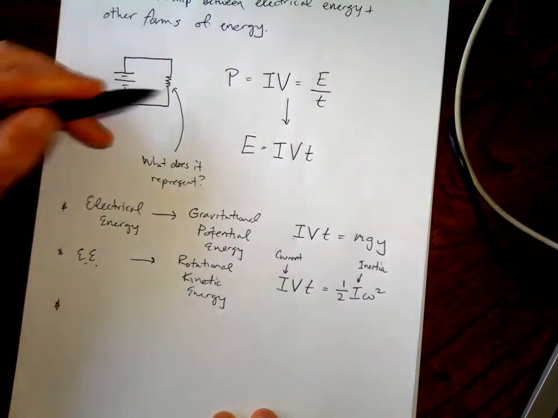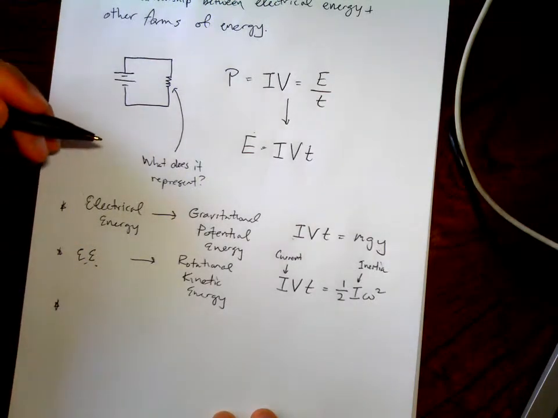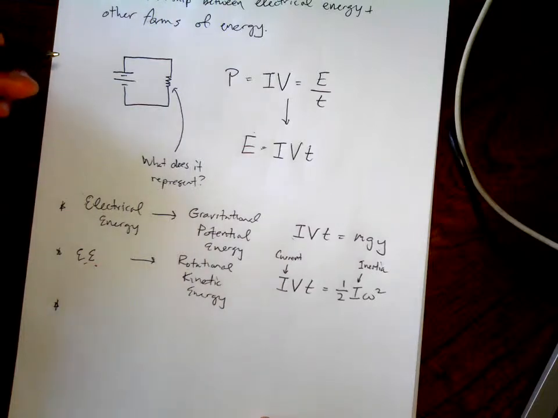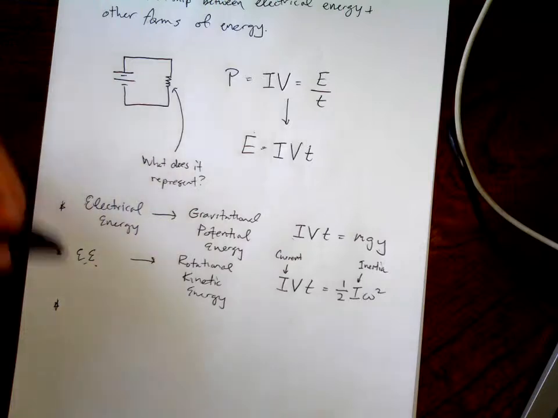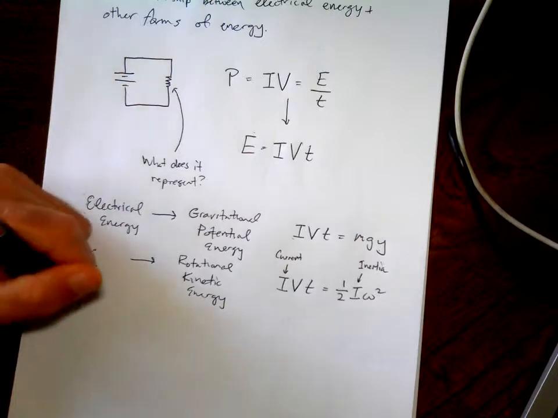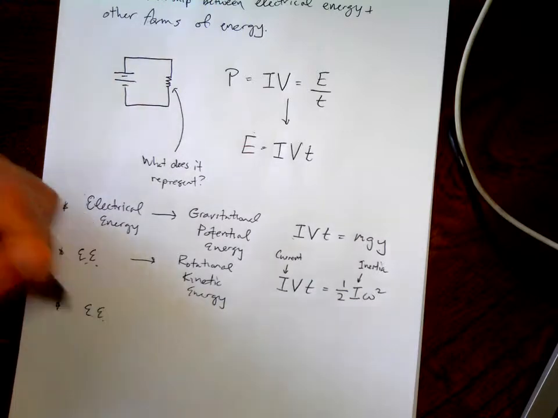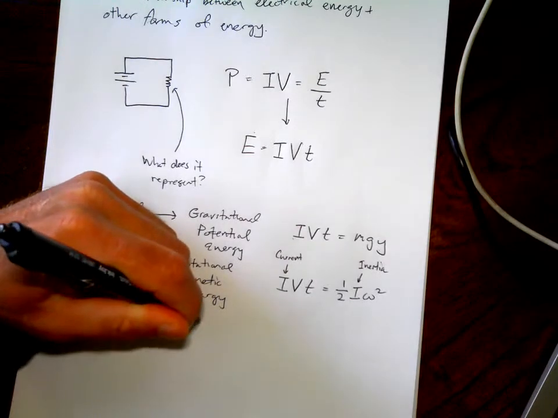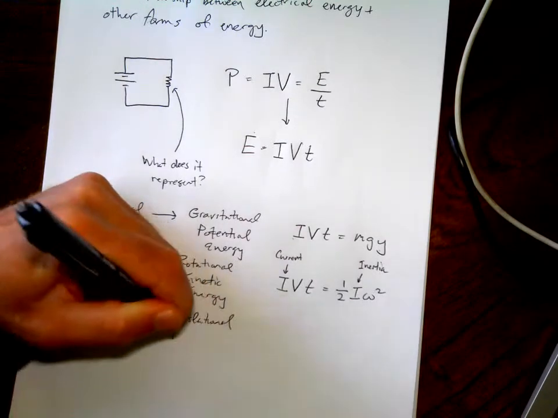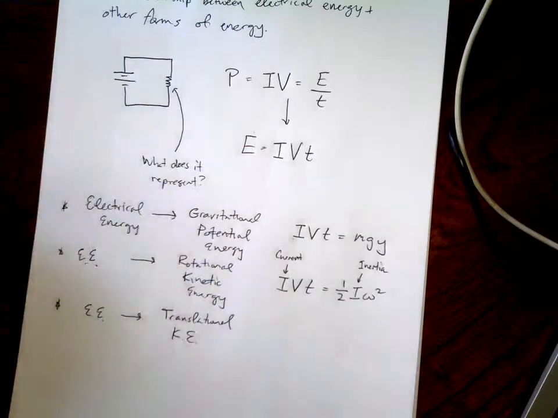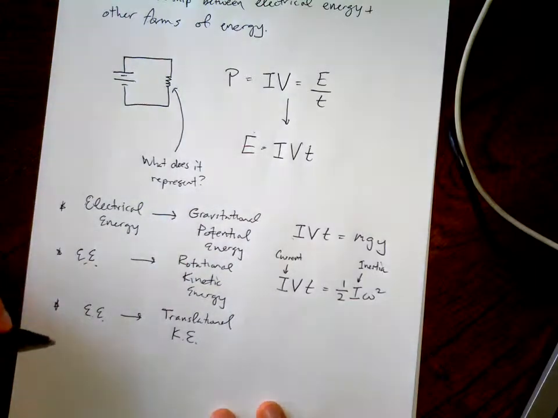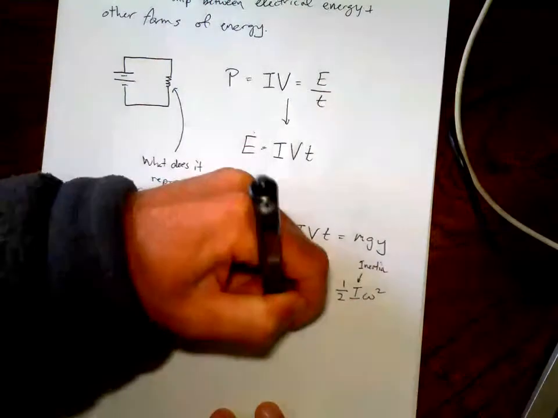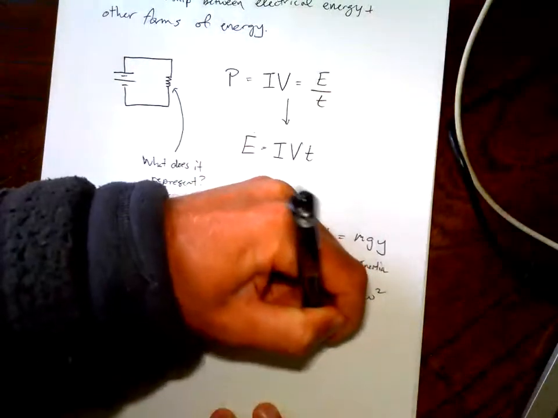What if this resistor is representing a projectile launcher? There is an electrically powered projectile launcher called a rail gun. You can check it out, they're pretty cool. In that case, you would have electrical energy becoming translational kinetic energy, which means that IVT becomes 1/2 mv squared.